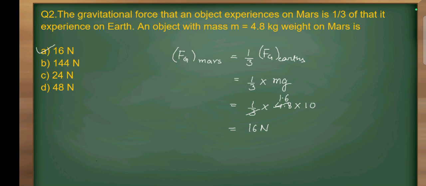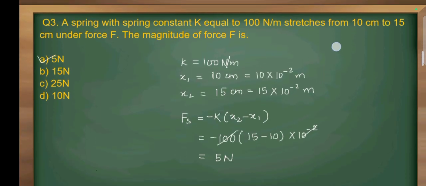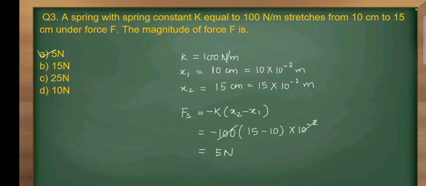Now we will move to question number 3. Question number 3 is, a spring with spring constant K equal to 100 Newton per meter stretches from 10 centimeter to 15 centimeter under force F. The magnitude of force F is. Here it is given that the value of K, the spring constant, is 100 Newton per meter. Initially the spring is at 10 centimeter and after we applied the force, its length is 15 centimeter.